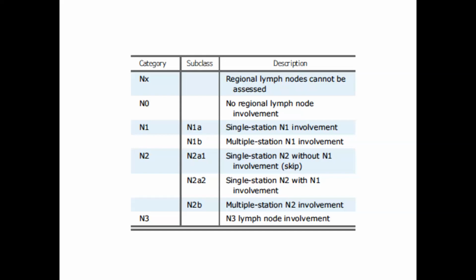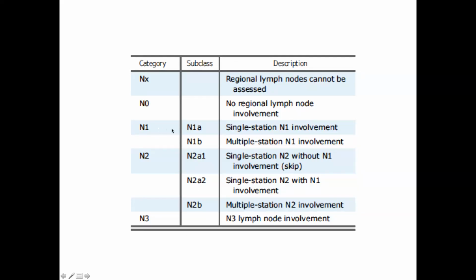Just a little bit more information on the N staging. Again, we've mentioned N0. Obviously, NX is the other thing that we may have to deal with where we cannot assess the lymph nodes, and sometimes that has to still be a pathological criteria, or when we're finished with staging, if we've not biopsied. So that's one good reason sometimes for doing a mediastinoscopy.